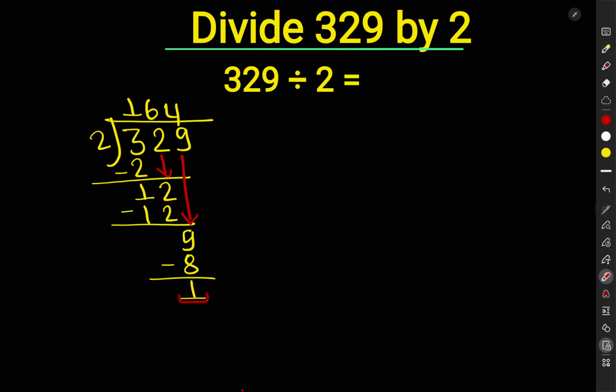So again this 1 is less than 2 and there is no other number beside. So we put here a decimal so that we take 0. So now it became 10 and 2 times 5 means 10. On subtracting we get 0. So 329 divided by 2 is 164 decimal 5.